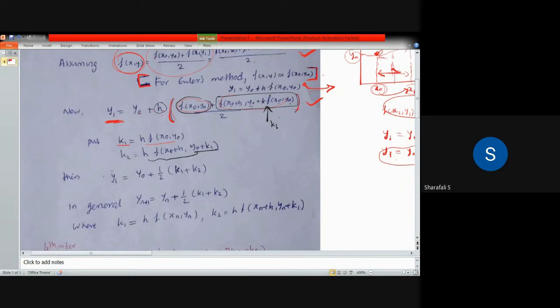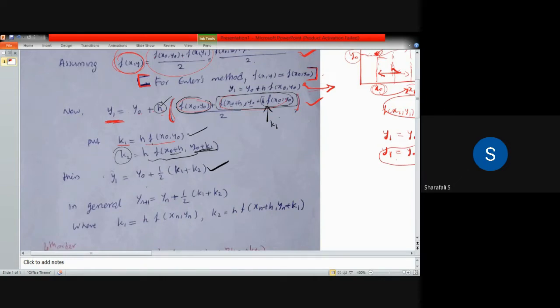So this part is k1, because you have considered h into f of x0 comma y0 as your k1. So you can replace this with k1. Here we'll be getting y0 plus k1, and for x we have x0 plus h that we have written here. So f of x0 plus h comma y0 plus k1, times h outside. If you take that as k2, then you can simply write y1 equal to y0 plus 1 by 2 times k1 plus k2.